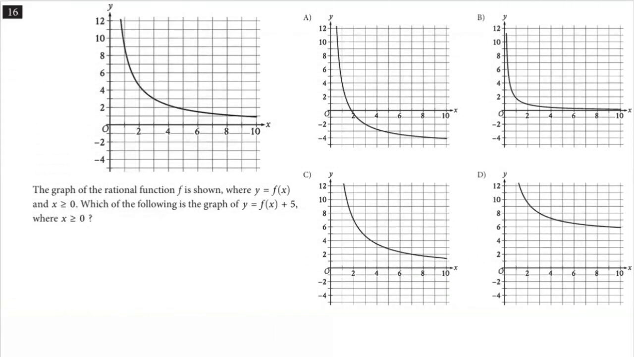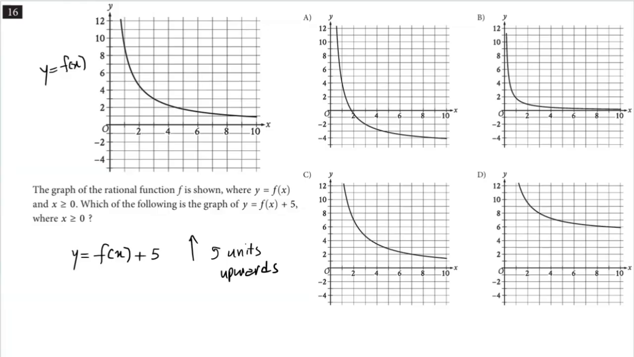Question 16. The graph of a rational function f is shown, where y equals f of x and the domain is given, x greater than or equal to 0. Which of the following is the graph of y equals f of x plus 5? So this is the graph of y equals f of x. You need to get yourself familiar with the transformations. So what kind of a transformation is plus 5? It takes the graph upwards by 5 units.